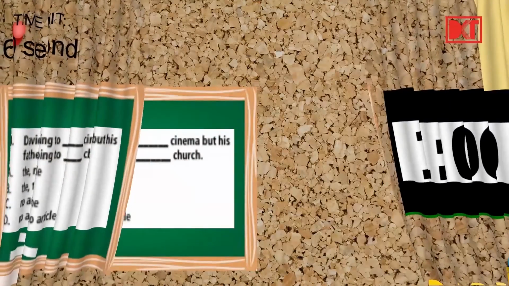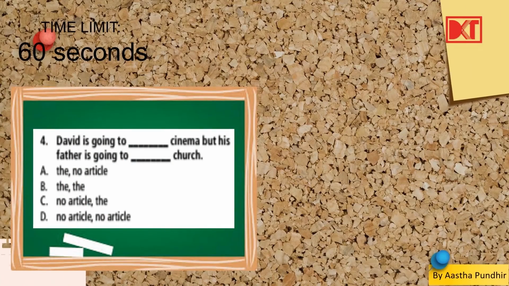Alright, here we have: David is going to dash cinema but his father is going to dash church. For cinema we use the cinema. David is going to the cinema but his father is going to church. We don't say the church. If there had been the name of a specific church, then we would have used the. But in general terms, we just say going to church. So yes, the answer is A.